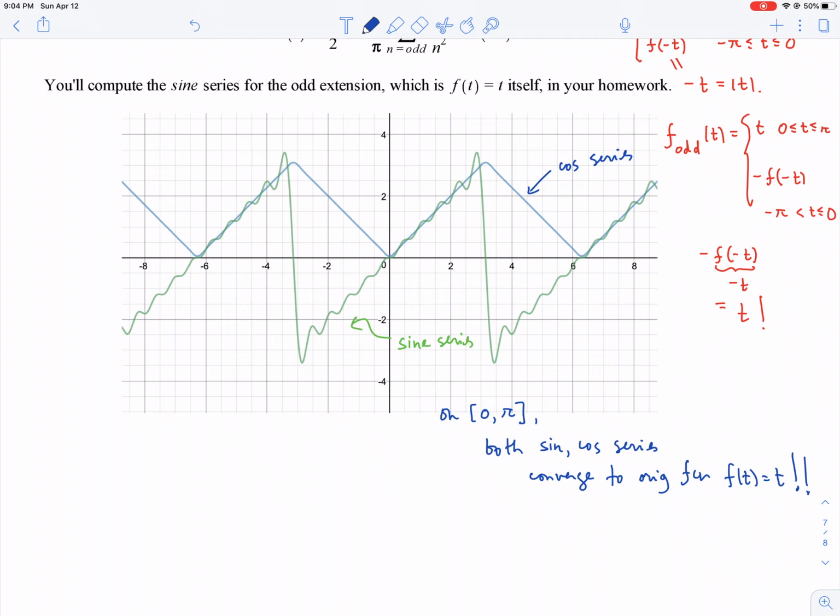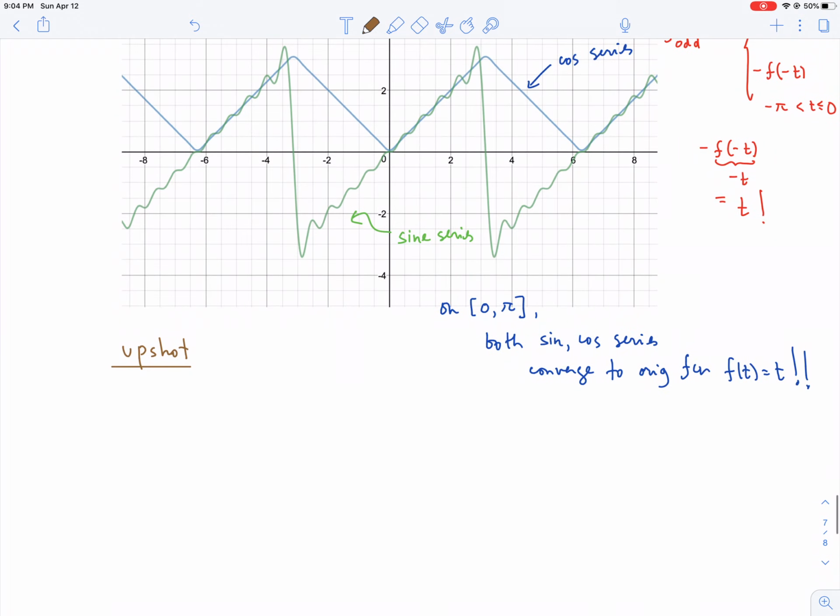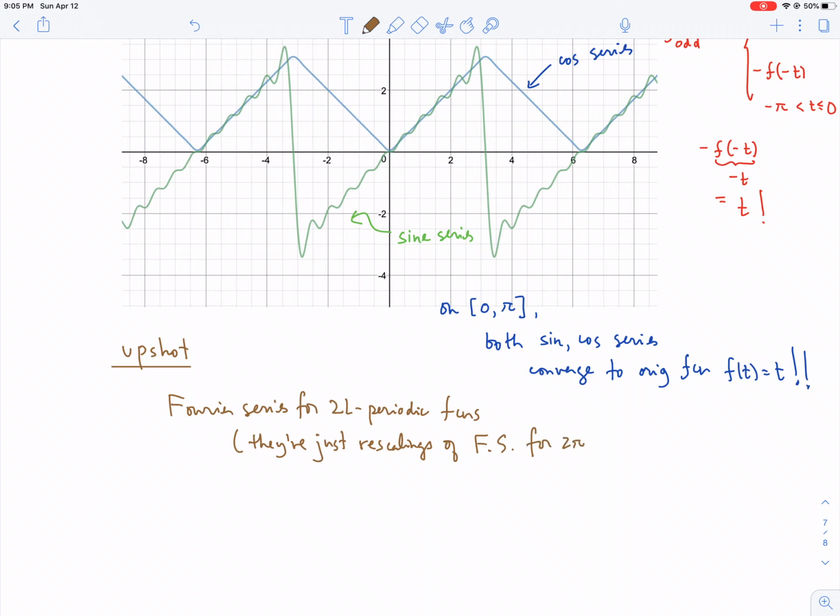Okay, so we did two main things today. We talked about Fourier series for 2L periodic functions, and we realized that they're just rescalings of Fourier series for 2 pi periodic functions.